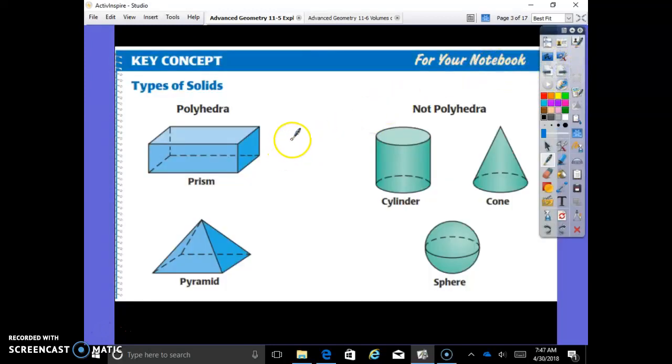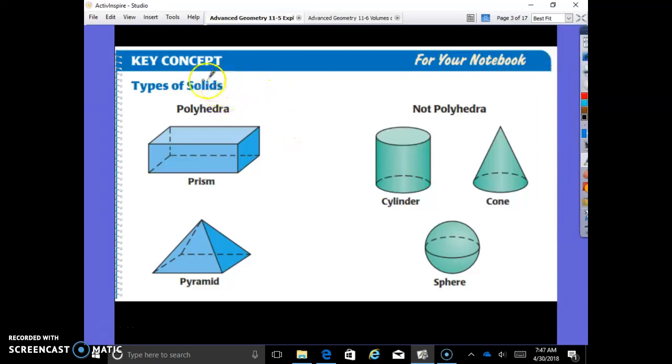All right, so there's different types of solids. So we have polyhedra, which include our prisms and our pyramids, right? They have edges, like here. This is an edge. This is a vertex. This has rectangular faces. This one has triangular faces. It has its vertices, right? It has its edges. Over here, these are not polyhedra.